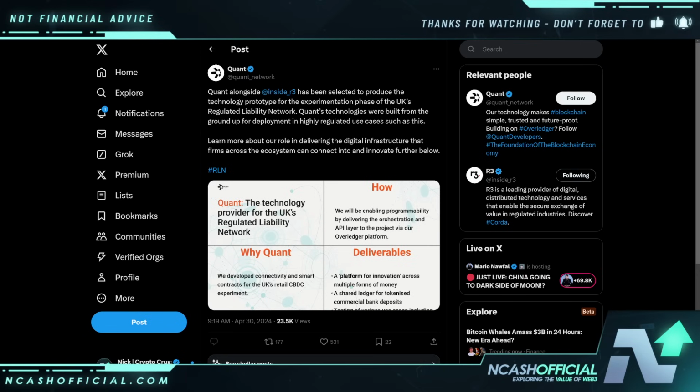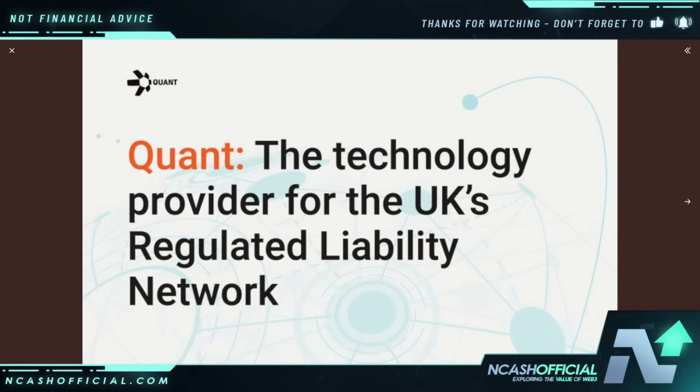Now, outside of this, we also have over here Quant alongside Inside R3, which I did outline, right? Has been selected to produce the technology prototype for the experimentation phase of the UK's regulated liability network. Quant's technologies were built from the ground up for deployment in highly regulated use cases such as this. Now, in this, we have the technology provider for the UK's regulated liability network.